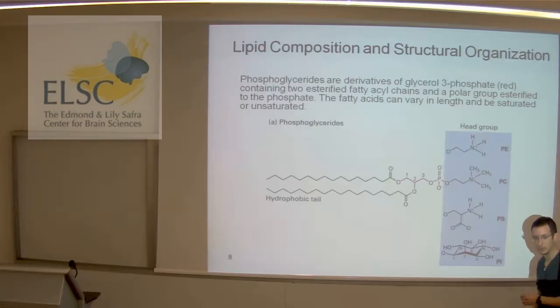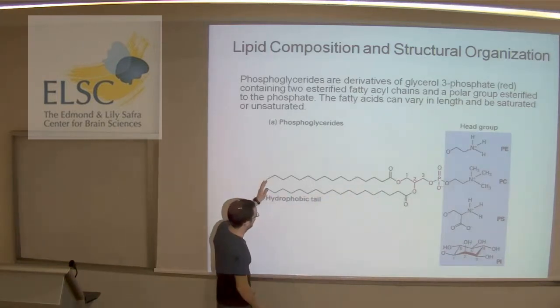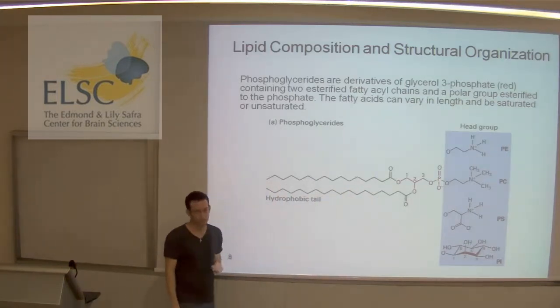So we can have four possible head groups. Even more; these are just four examples. Both sides can be varied. You can play with this side and with the degree of saturation and the different lengths of the hydrophobic tails.